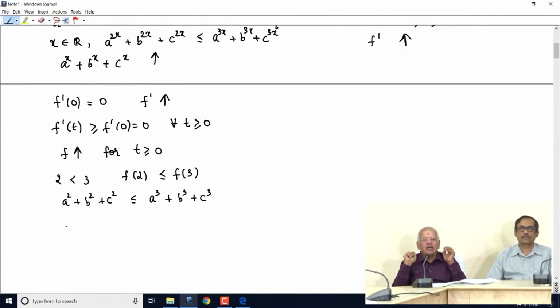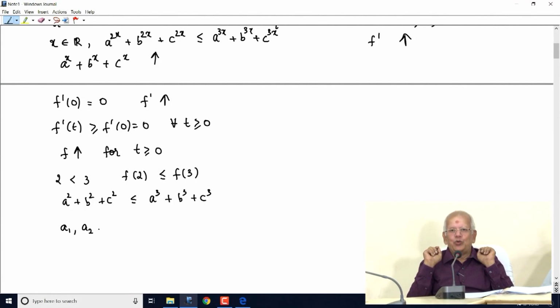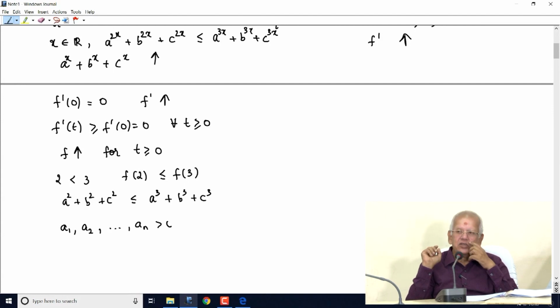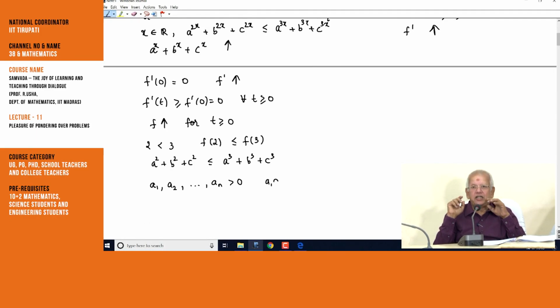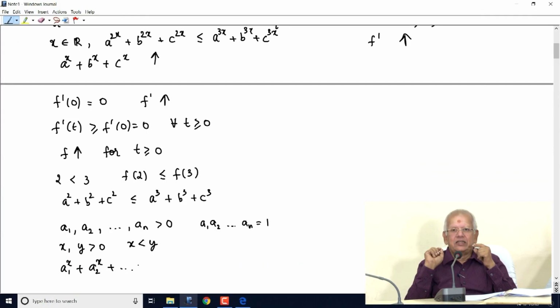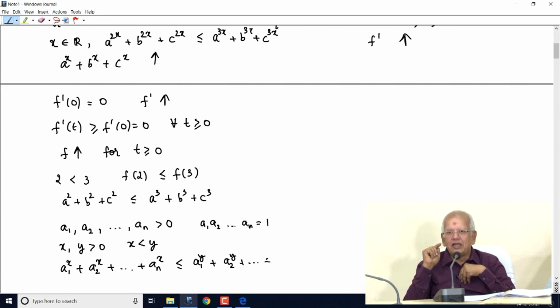Excellent. Actually, we have proved a much more general theorem: if a1, a2, etc., an are all positive numbers such that their product is 1, then for any two positive numbers x less than y, we must have a1 to the x plus a2 to the x, etc., plus an to the x is less than or equal to a1 to the y plus a2 to the y, etc., plus an to the y. So we have actually proved a much more general theorem.